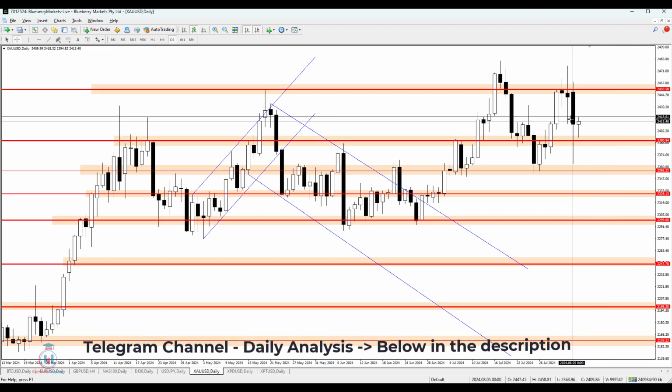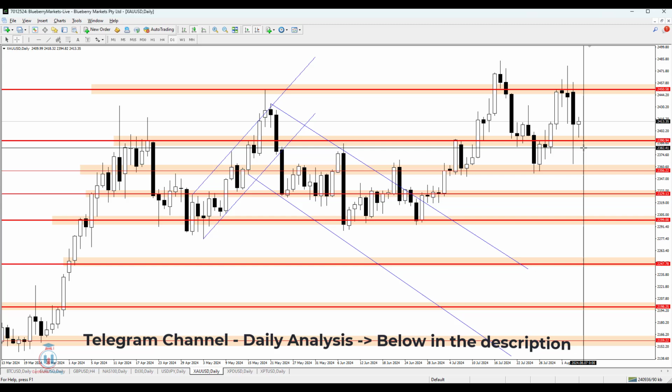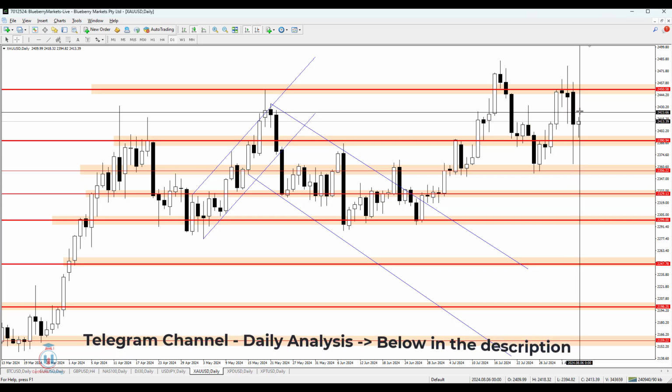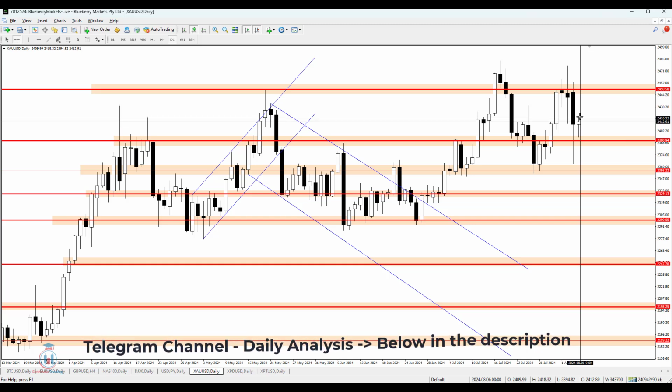But until that happens, we will see what happens around this support level here, 2390.94, and the small support and resistance levels on the lower time frames like the 1-hour time frame and 4-hour time frame.